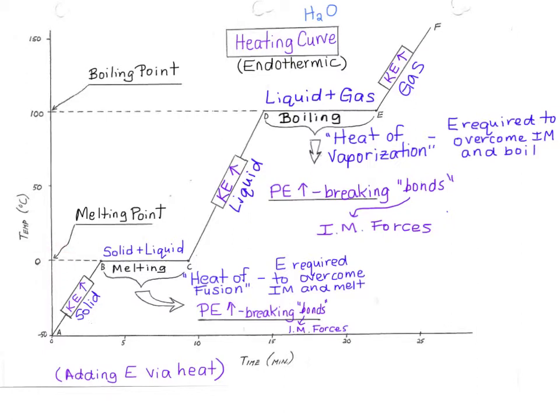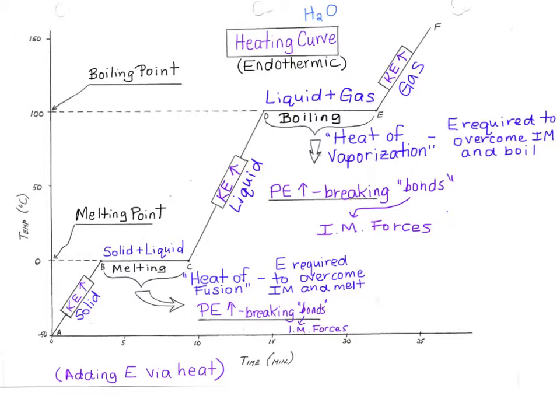That's because the energy that's going in from the hot plate is being converted to potential energy as we break bonds. And we say bonds because it's easier, but we know that those are really intermolecular forces. The amount of energy that's required to melt a substance is called the heat of fusion. That's the amount of energy you have to put in to overcome those intermolecular forces and melt the substance.